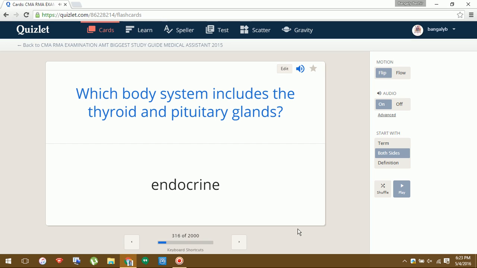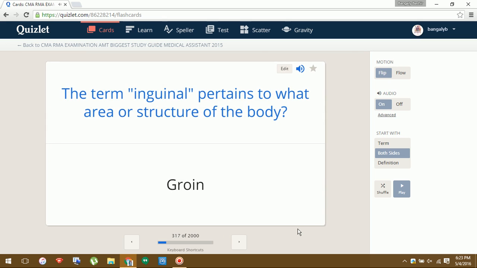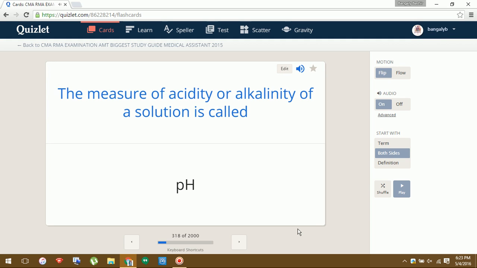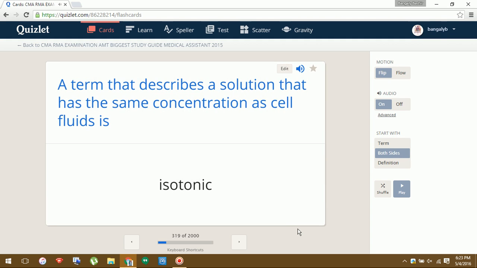Which body system includes the thyroid and pituitary glands? Endocrine. The term inguinal pertains to what area or structure of the body? Groin. The measure of acidity or alkalinity of a solution is called pH. A term that describes a solution that has the same concentration as cell fluids is isotonic.